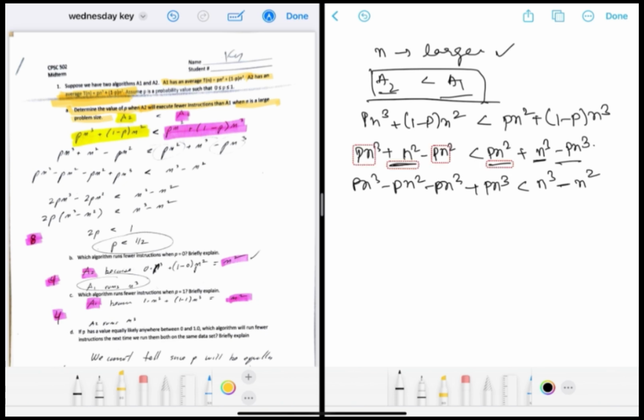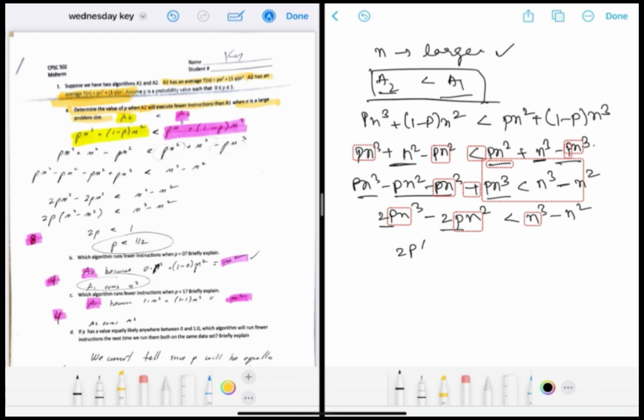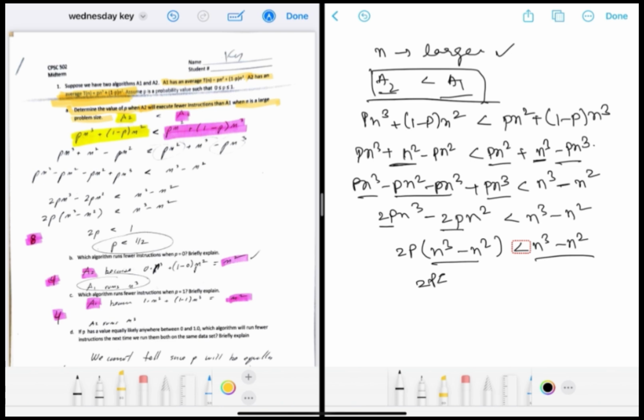It changes its sign. So if we simplify this, it'll be 2p n cube, these two, and these two will be 2p n square, less than n cube minus n square. Here, if we take 2p as common, 2p times n cube minus n square is less than n cube minus n square. Here, if we divide both sides by n cube minus n square, it's going to be 2p less than 1. So that is P is less than 1 by 2.